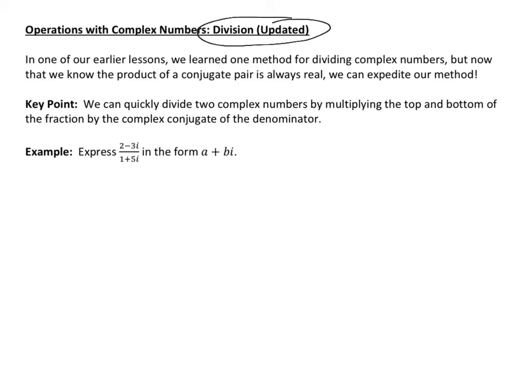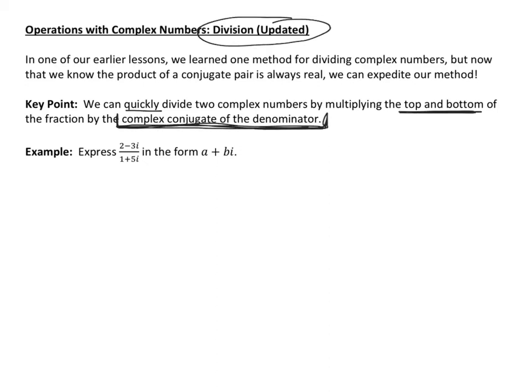Okay, we learned a method in, I think, actually our first lesson about complex numbers for how to divide complex numbers, but it was kind of clunky. It took a lot of work, and so I want to update that now. So key point: we can quickly divide two complex numbers by multiplying the top and bottom of the fraction by the complex conjugate of the denominator.